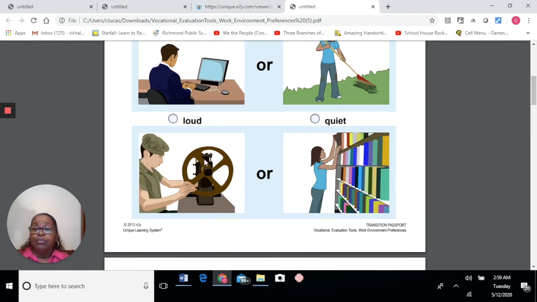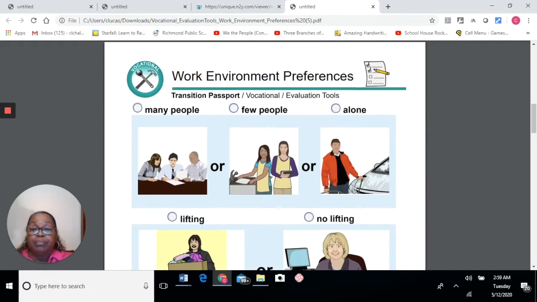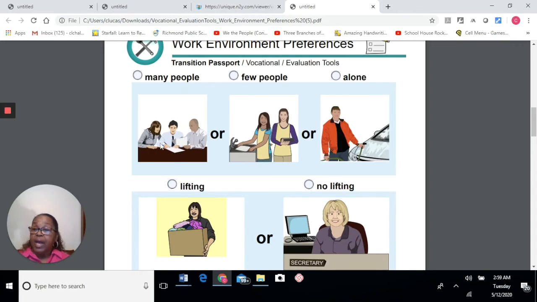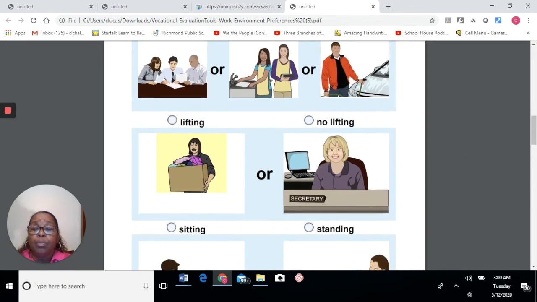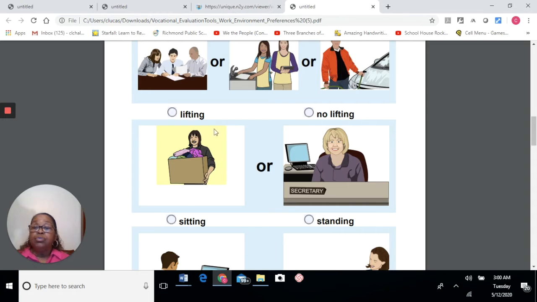Does it matter to you if your workspace is loud, or must you be in a quiet place? These are very important things to consider. Do you like working with a lot of people or just a few people, or do you prefer to work alone? Think about that. That's really important. Can you lift? Can you get a job where lifting is involved, or is no, lifting is not something that you want to do?